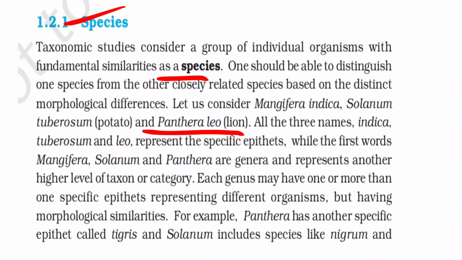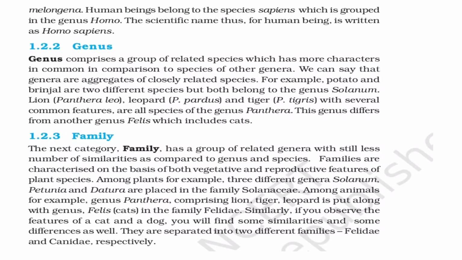For example, Panthera has another specific epithet called tigris, and Solanum includes species like nigrum and melongena. Human beings belong to the species sapiens, which is grouped in the genus Homo. The scientific name thus for human being is written as Homo sapiens.